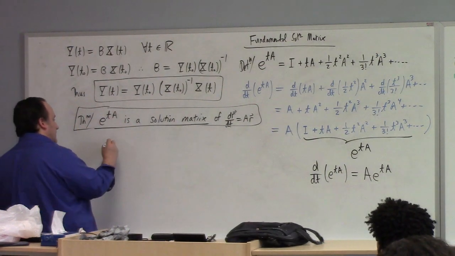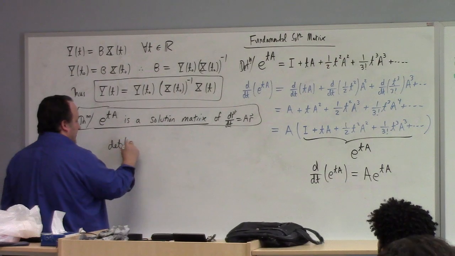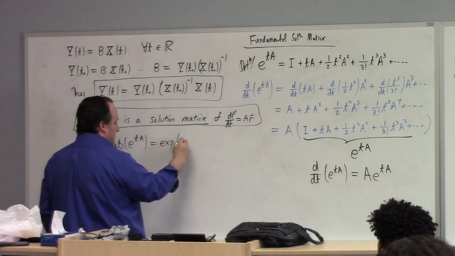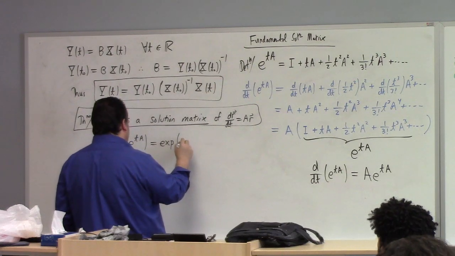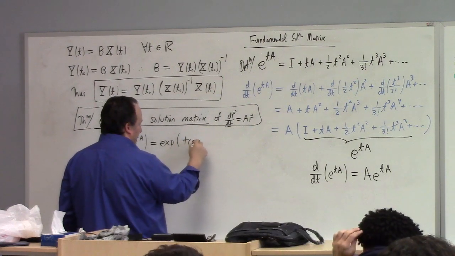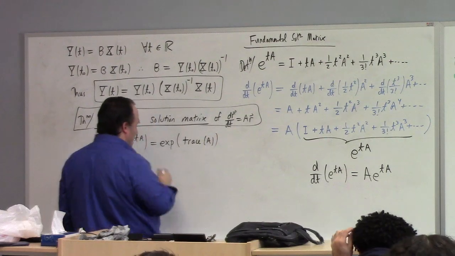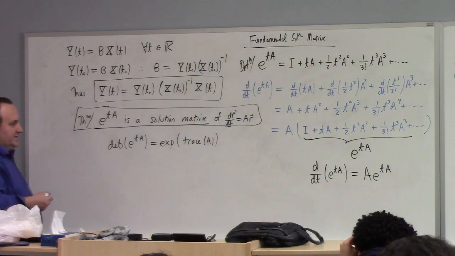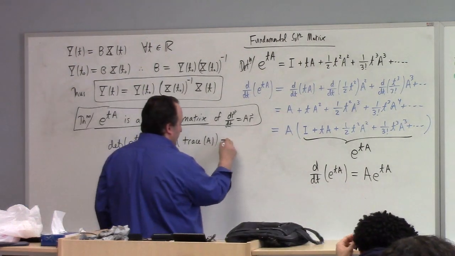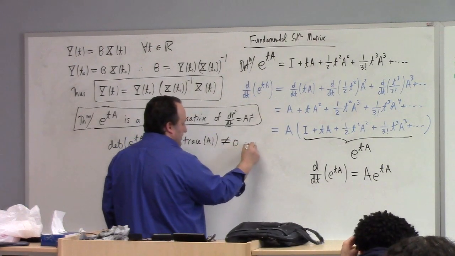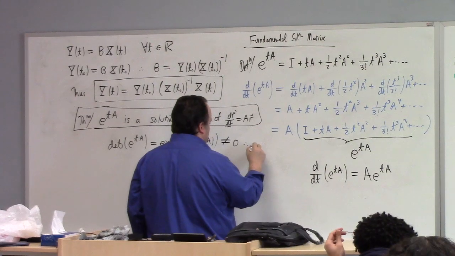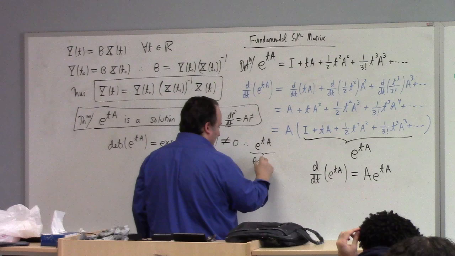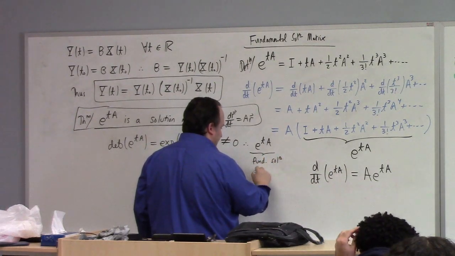It turns out that the determinant of e to the ta is actually equal to the ordinary exponential of the trace of a. And as such, this is not equal to 0. So therefore, e to the ta is a fundamental solution matrix.